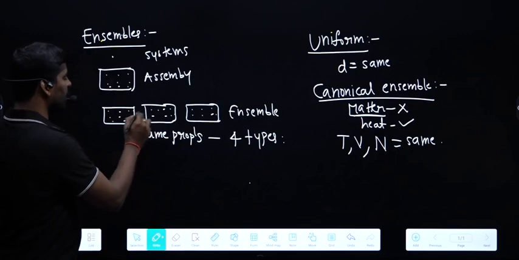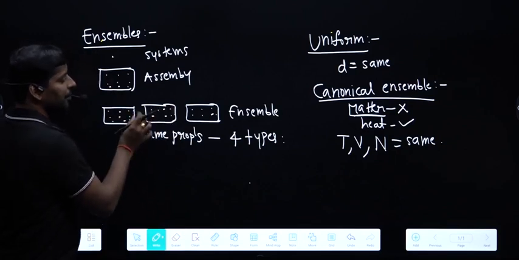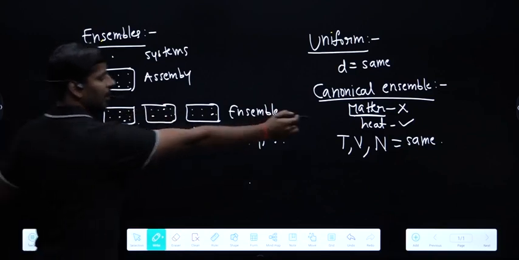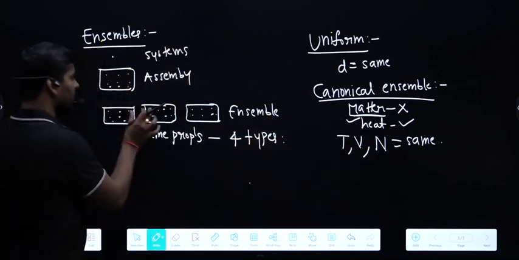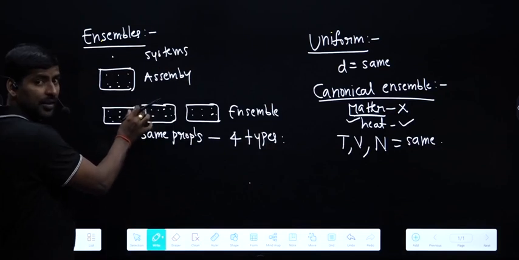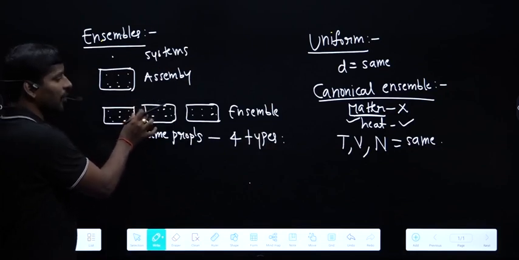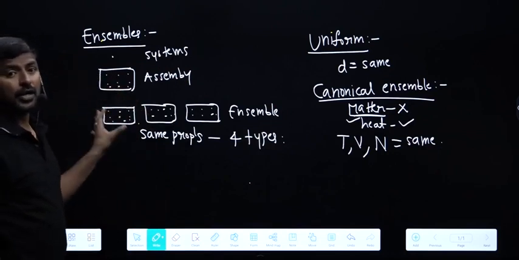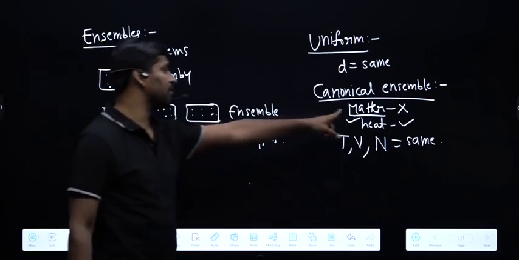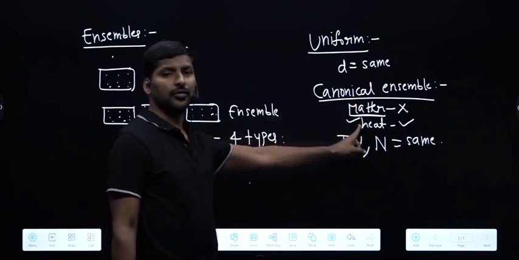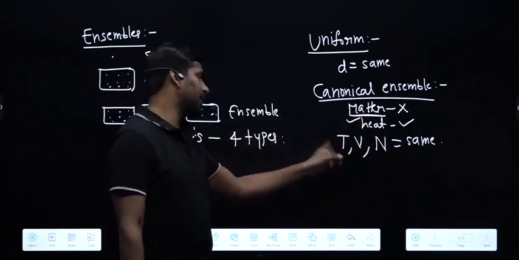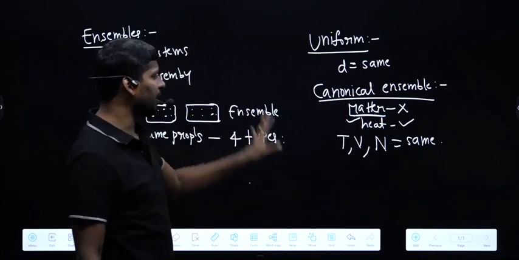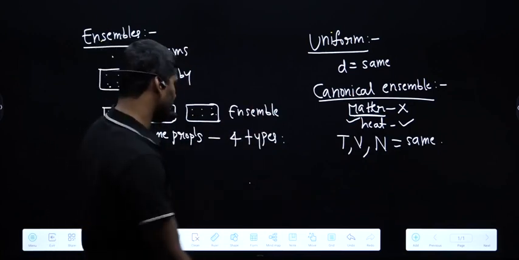If you take two assemblies, two adjacent assemblies are separated by what? Impermeable, conducting walls. Impermeable means there is no exchange of matter. Conducting walls means there is exchange of heat. If T, V, N remain the same, that is called a canonical ensemble.